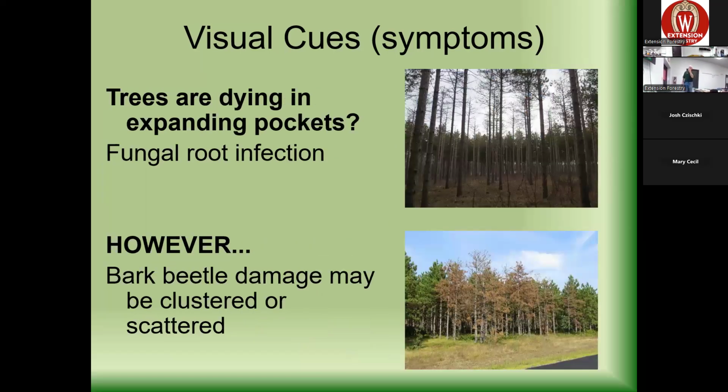Okay. Some other symptoms. If trees are dying in pockets, then again, there's something more going on there than just a single individual tree. So it's probably some type of infection, and a good bet, especially in pine, is some sort of fungal root infection. But bark beetles can lead to the same sort of visual cues. And those two, as we're going to find out, often work together. The fungal root infection stresses the tree, and the beetle actually finishes it off.